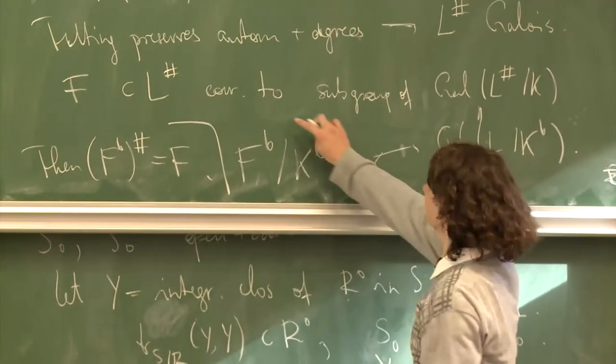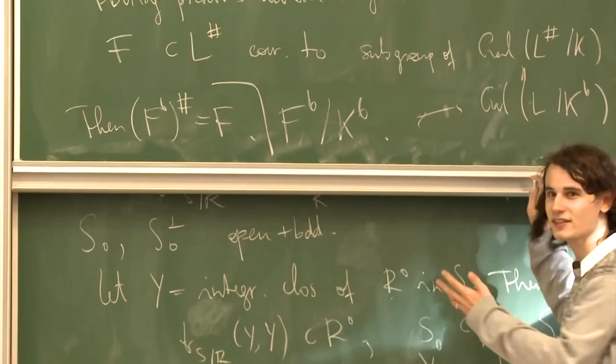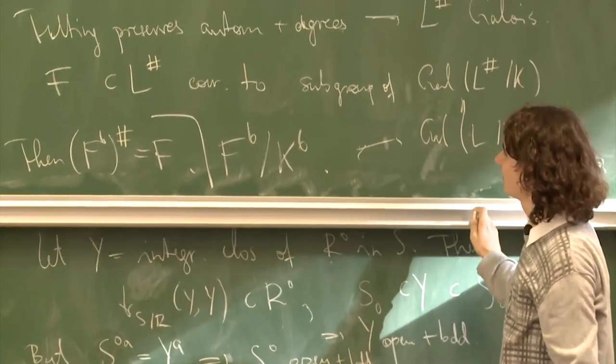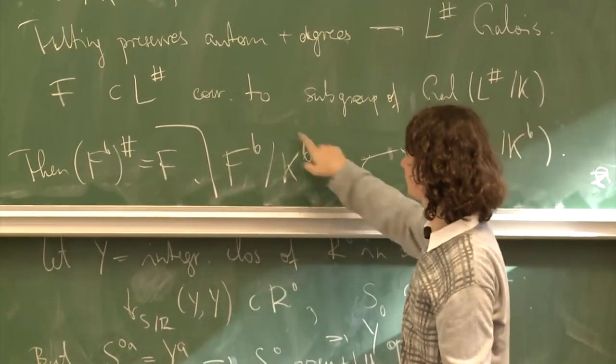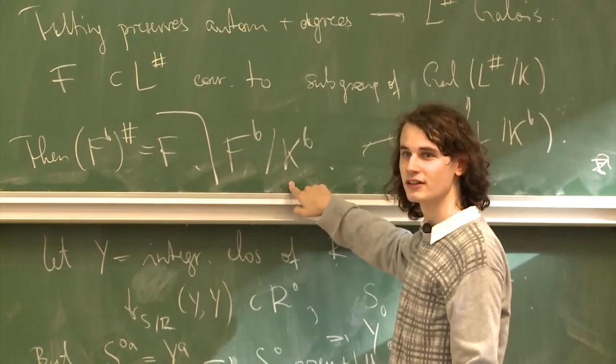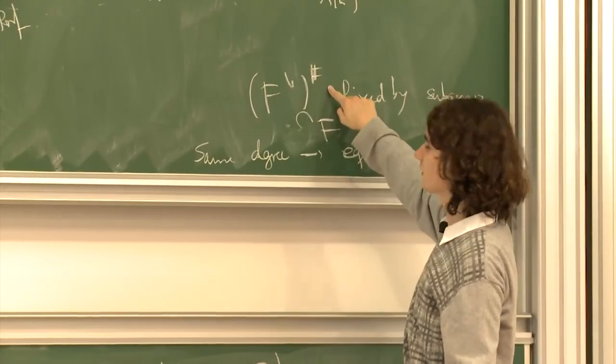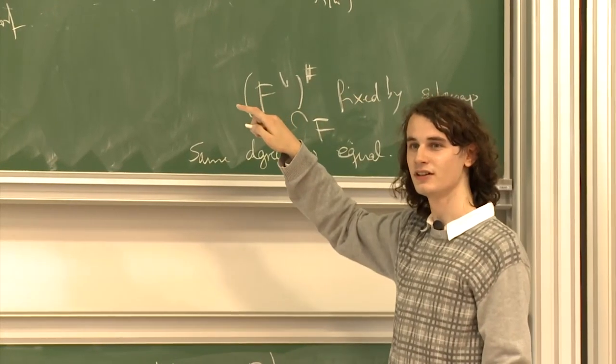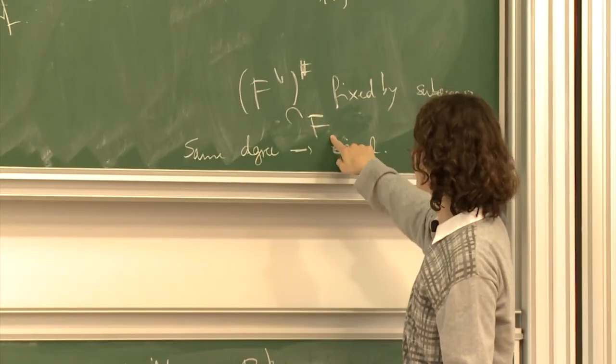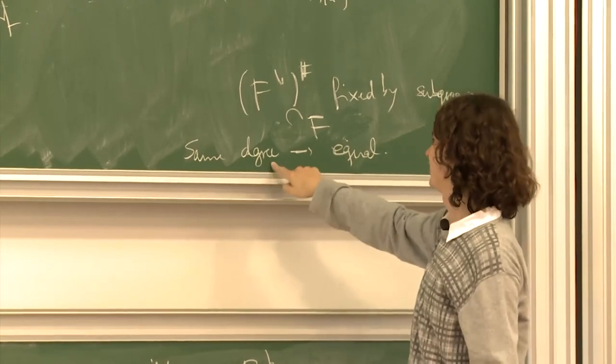So you get this finite subgroup. This also exists on the other side because you have the equivalence of categories. And this, again, by Galois theory, gives you some finite extension. And if you untilt it, then by the equivalence of categories, the elements in there will be fixed under this subgroup. So it must be contained in F, but they have the same degree, and hence they are equal.